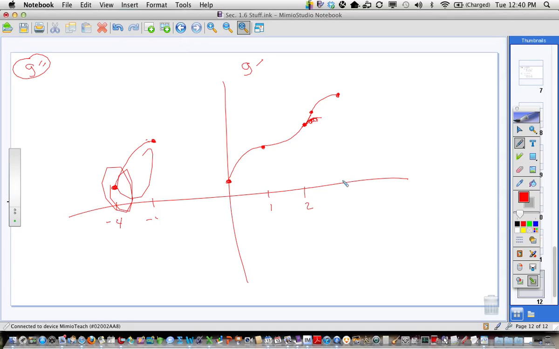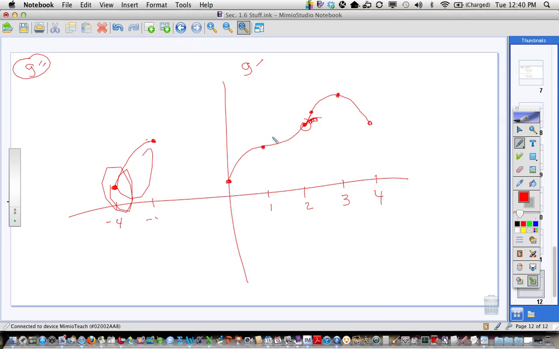Isn't that going to flatten out now? Isn't that going to be a local max? And then it's going to come back down, right, until 4. Isn't that going to do something like that? Okay? All right, so here's my inflection point.